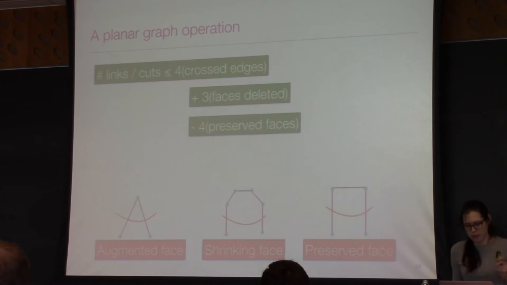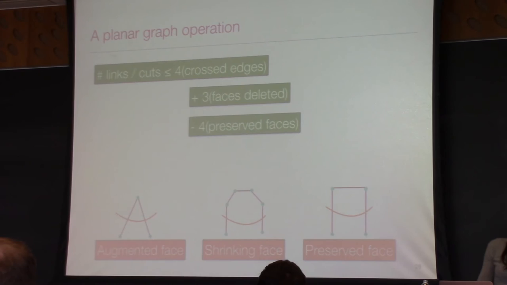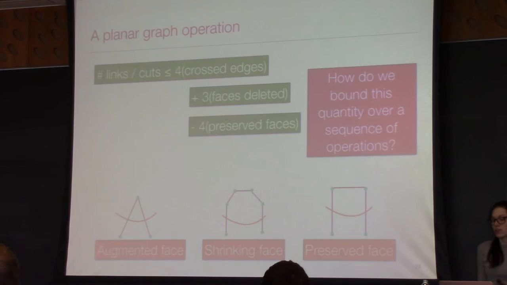I'm not going to prove this, but if you go through many pages of planar graph facts and case analysis, you can actually bound the number of links and cuts. It's not links divided by cuts, it's just links and or cuts, in terms of the number of crossed edges, faces deleted, and the number of preserved faces. So how do we bound this quantity over a sequence of operations, as opposed to for a single face?